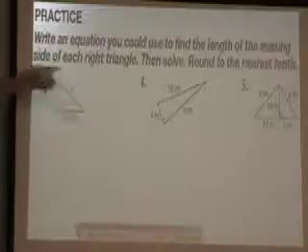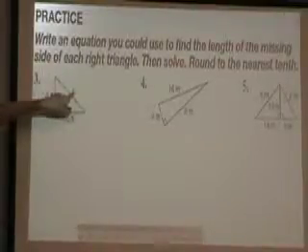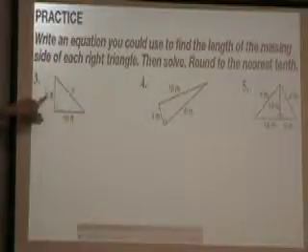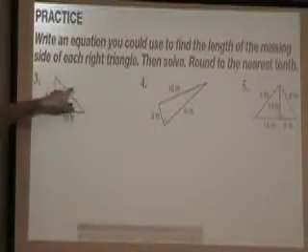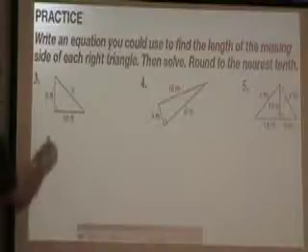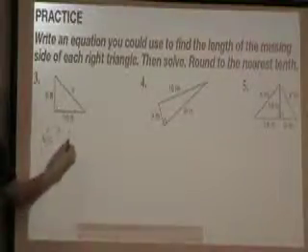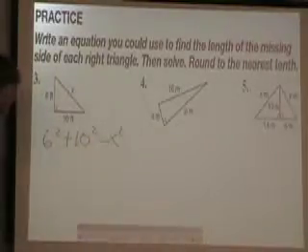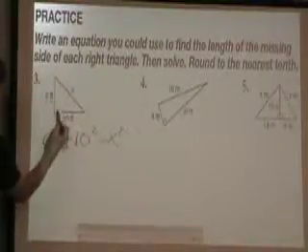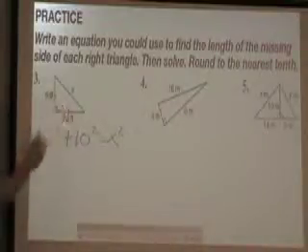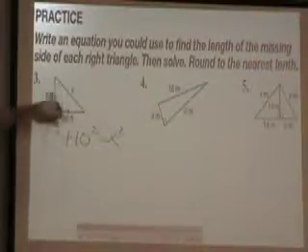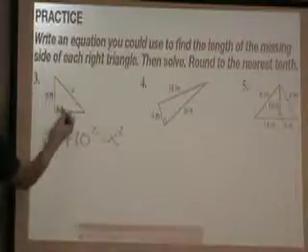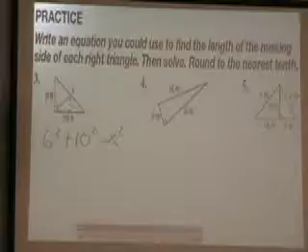Alright, so we've got this triangle, and we need to find out what the hypotenuse is. They call it x. So we're going to say 6 squared plus 10 squared equals x squared, right? So I've got 6 squared plus 10 squared equals x squared. Now guys, remember, because this is the right angle, these two sides make the right angle, that makes them both the legs. And remember, the hypotenuse is always opposite the 90-degree angle.